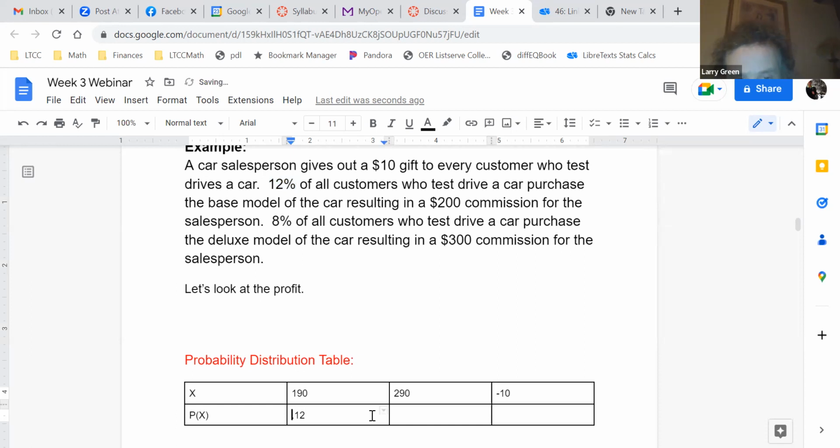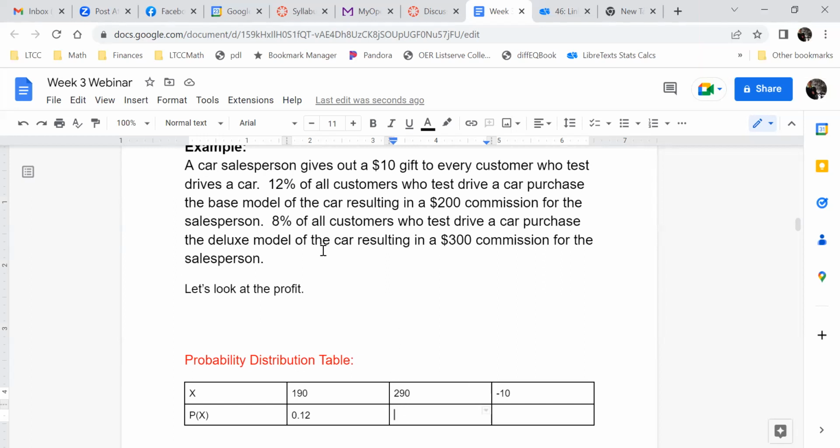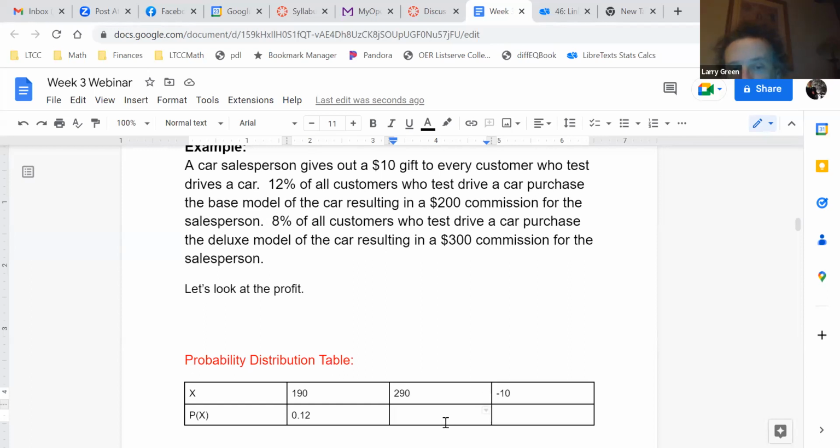Any questions? Let me write it just so you can see it a little better. 0.12. You can do either way. It's just easier to see on the screen. Okay, what is the probability of a profit of $290? 0.08. Yeah, 0.08. 8%, you move the decimal over 2 places to the left, and you get 0.08.